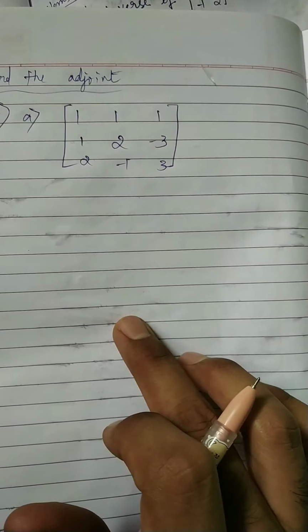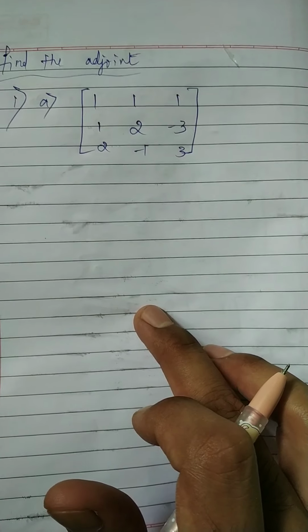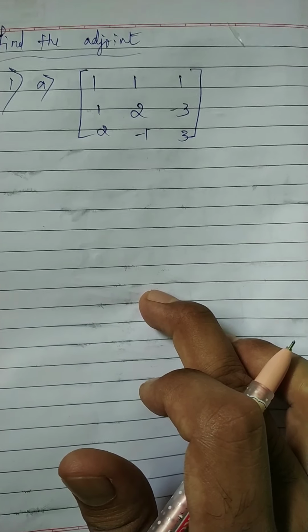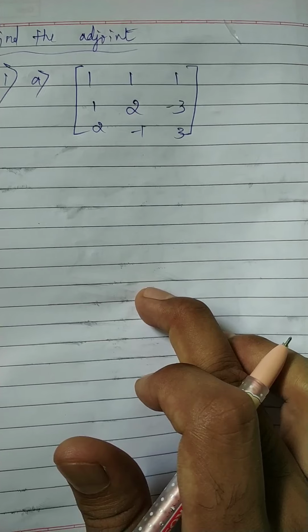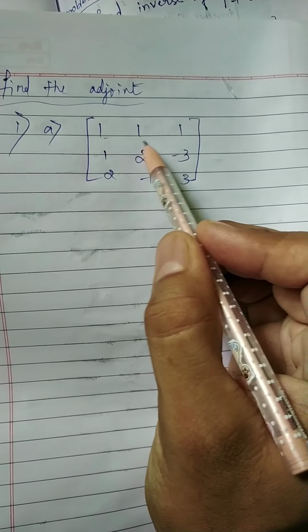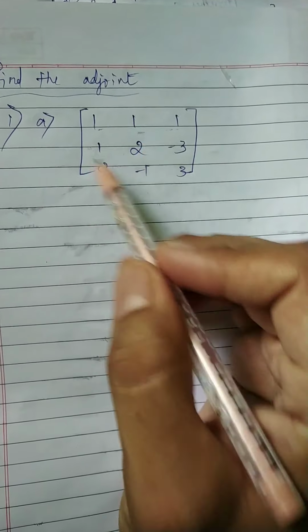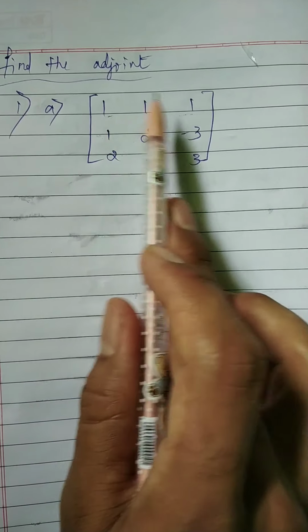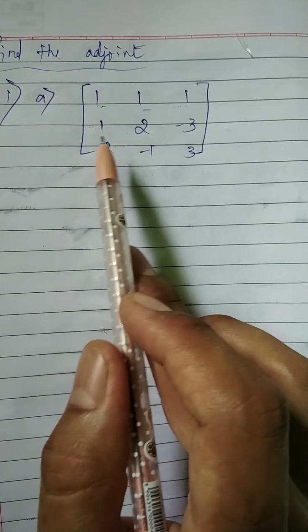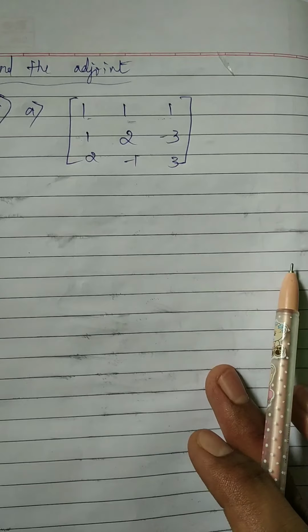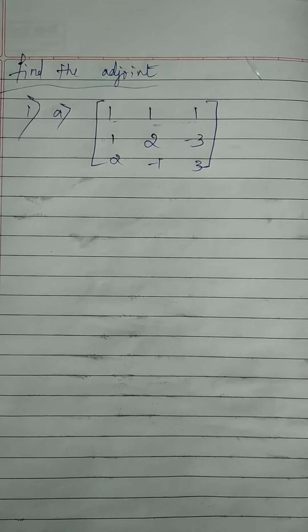Hi students, so today we'll be solving problems on adjoint. As we all know, to find the adjoint of any matrix, we are supposed to know the cofactors of each element, right? If we know the cofactors, we can just replace the elements with those cofactors, and then if you take the transpose of those cofactors, you will get the adjoint of a matrix. So we'll solve this, you'll get to know.